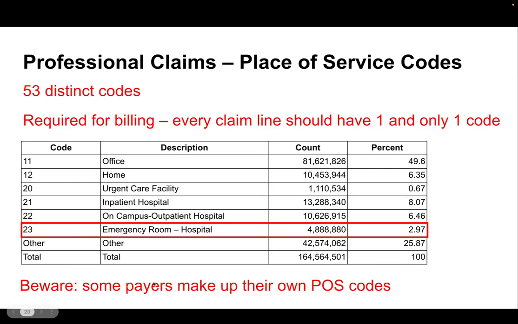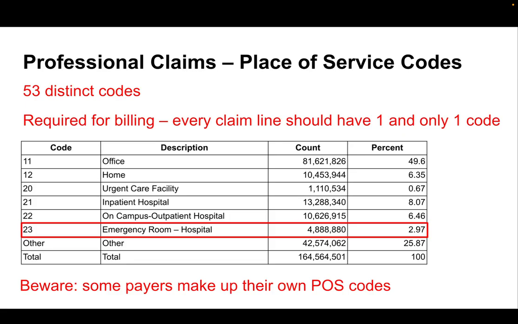So another thing to be aware of with professional claims and place of service codes is that some payers make up their own place of service codes. We see this happen with about 5% of claims data sets, where a payer will have a claims adjudication process. The exhaust of that process will be an analytics claims data set, and they will do additional transformation to make up a place of service code concept that is across both professional claims and institutional claims.